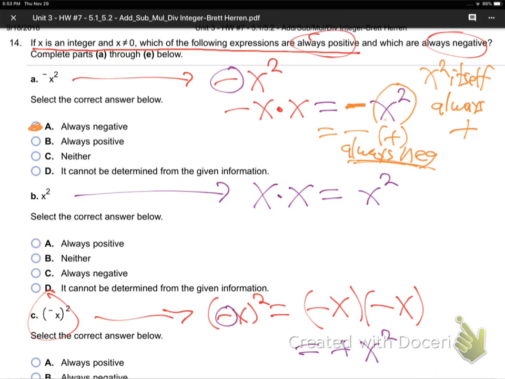How about this next one? The second one is just x squared, which is always positive because it's just x squared. How about the third one? It's just x squared. So that's always positive in the end. It's just x squared, always positive. Okay, let's keep going with D and E.